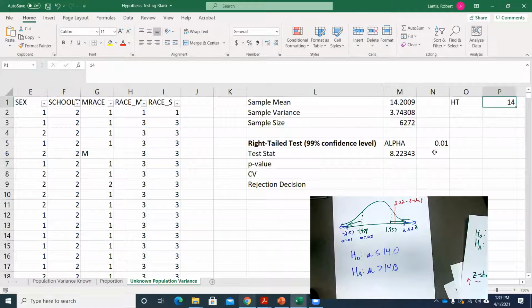It's a pretty large test statistic here, but we'll continue through this example regardless. So what should our p-value be close to here? If my test statistic is 8.22, what's the area to the right of that going to be close to?